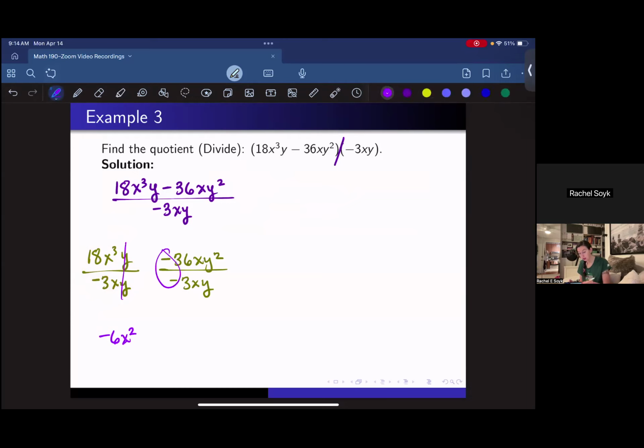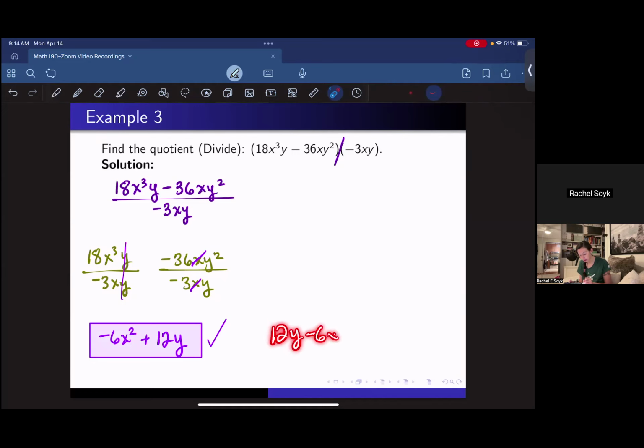Second one, we have a negative divided by a negative is a positive. So we have a plus. 3 goes into 36 12 times. X divided by x, that cancels out. And y squared divided by y, well, 2 minus 1 is 1, so we just get y. There we have it, our final answer in simplified form. If you wanted to utilize your commutative property and flip this to become 12y minus 6x squared, you can. Either answer would suffice.